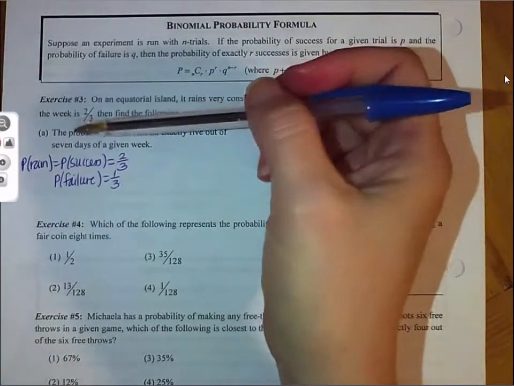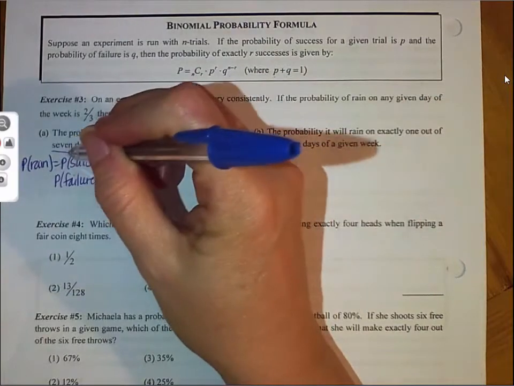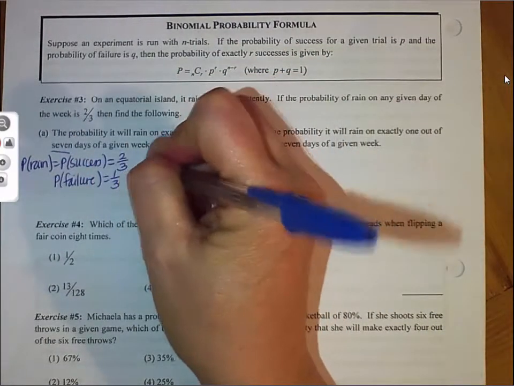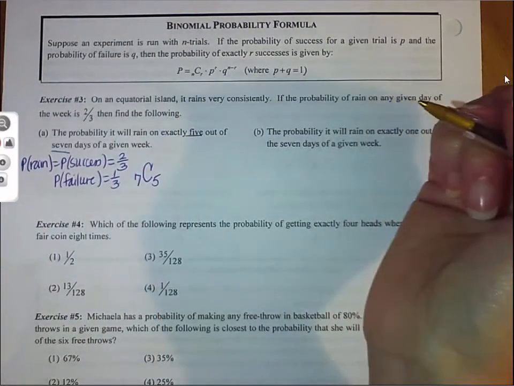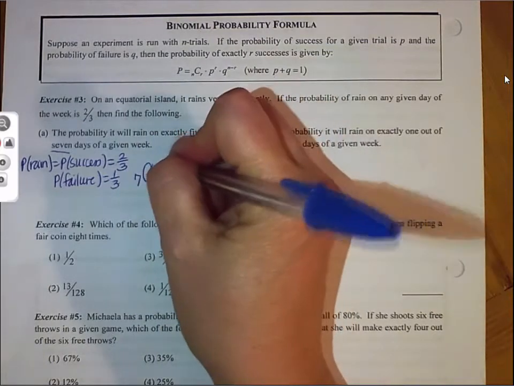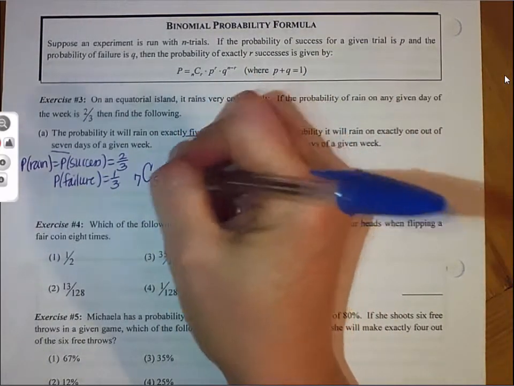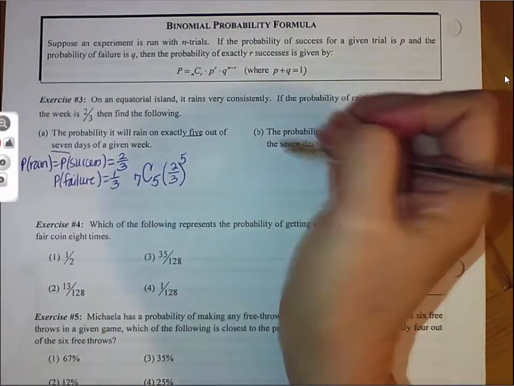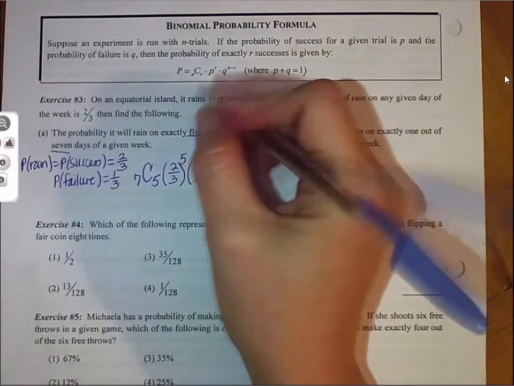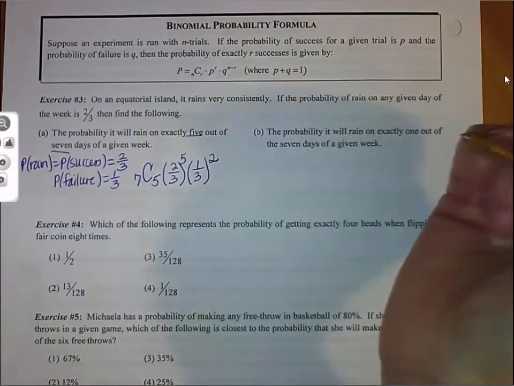Now the question's asking, what's the probability it will rain on exactly 5 out of 7 days? That is your combination setup. Out of 7 days, I'm wondering about 5 rainy ones. So 7C5 times the probability of success, or rain in this case, 2/3, to the 5th. I'm wondering about 5 rainy days. These numbers have to match. Times the probability of failure, 1/3. Well, if I'm successful 5 out of 7 times, I'll fail twice out of 7 times.